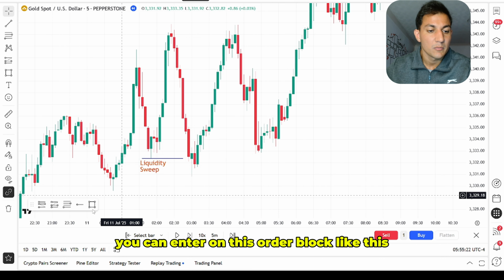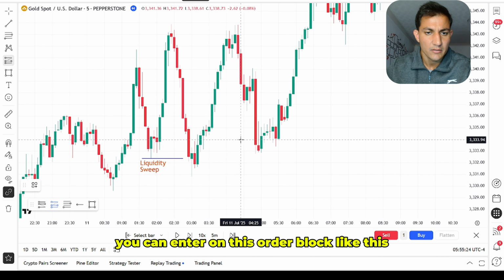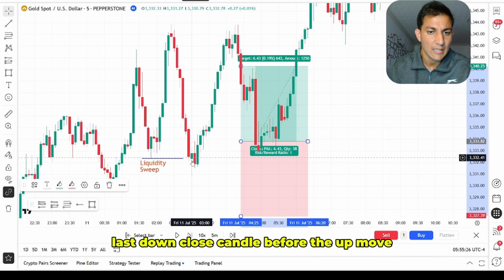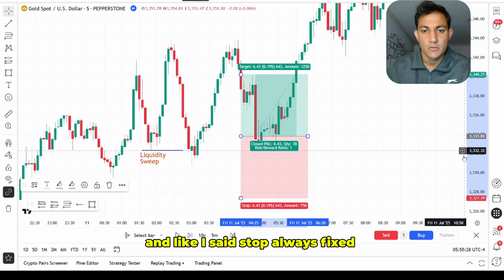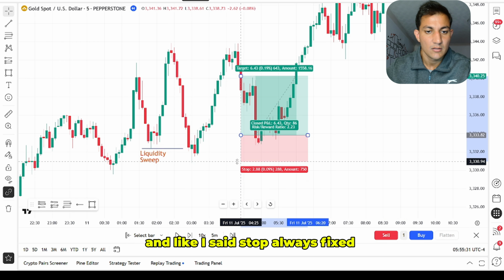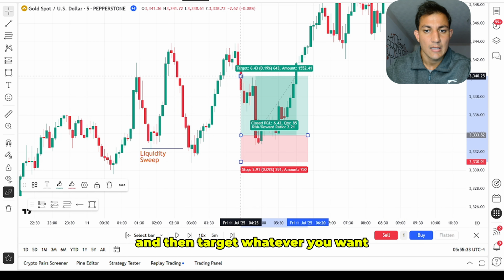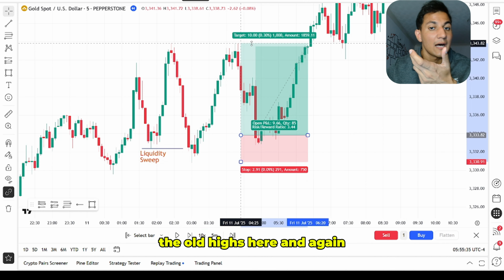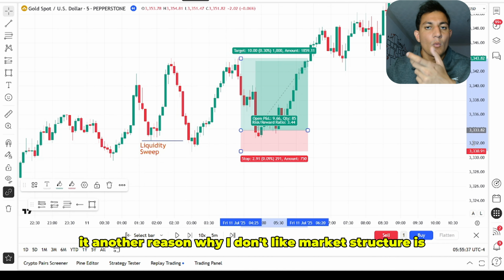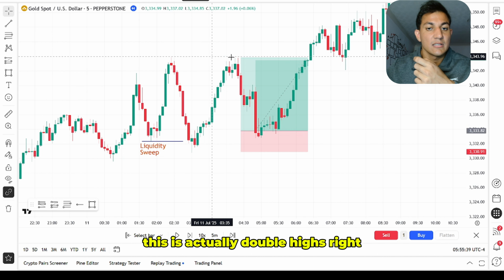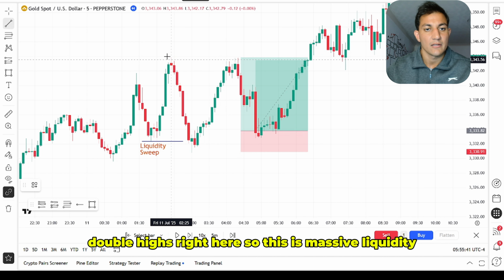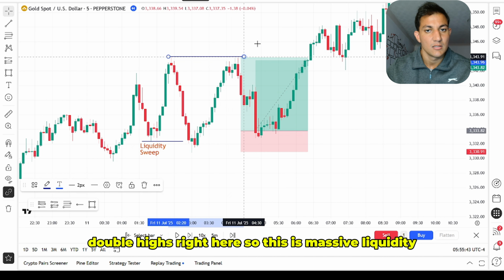You can enter on this order block, the last down close candle for the up move. And like I said, stop always fixed at the low here, and then target whatever you want, the old highs here. And again, another reason why I don't like market structure is this is actually double highs, right? Double highs right here. So this is massive liquidity. This is what it really is.